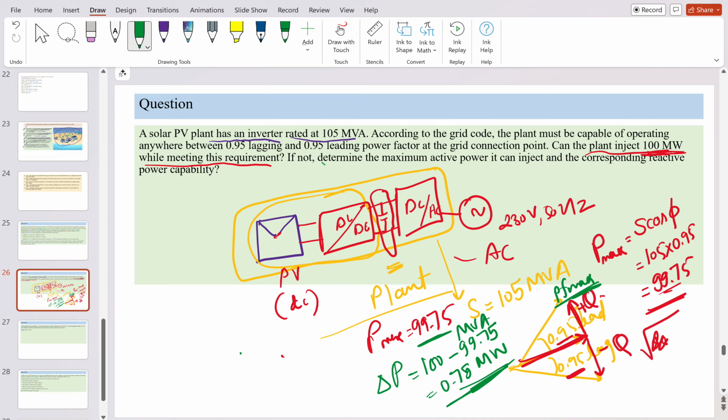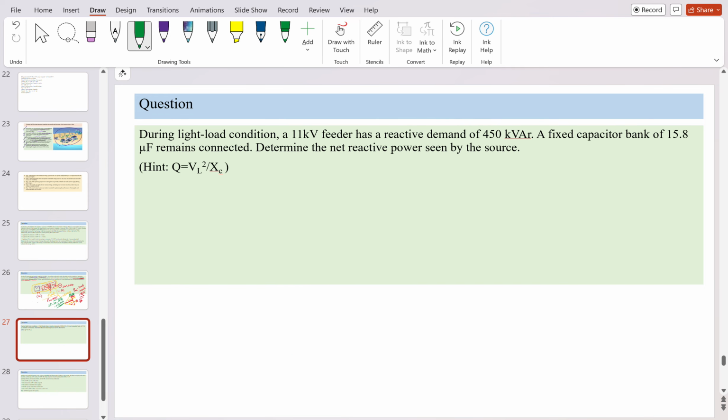Okay, so it means that you are able to understand the problem. So try to solve this problem.